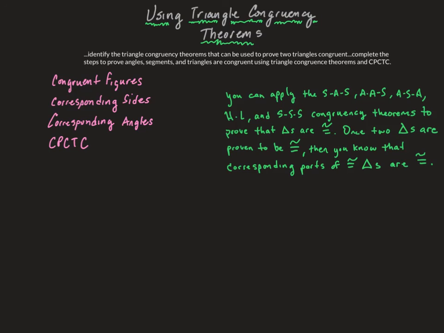As we are using triangle congruency theorems, we have five to choose from: side, angle, side; angle, side, angle; angle, angle, side; hypotenuse leg; and side, side, side. We use those to prove that triangles are congruent, and once two triangles are proven to be congruent, then you know that the corresponding parts of those congruent triangles will be congruent.